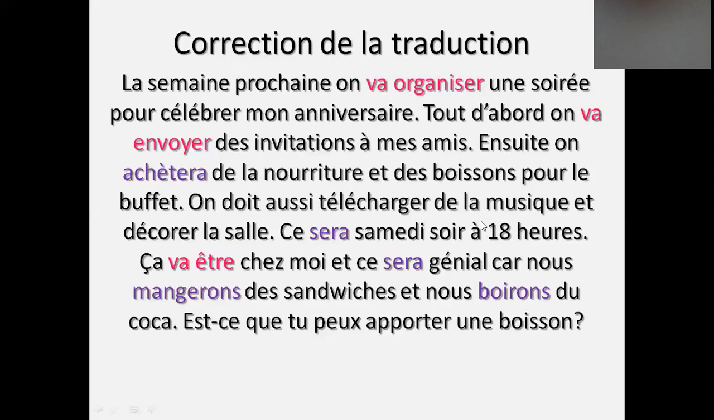At 6 p.m., French people say at 18 hours. We don't say p.m. or a.m. in French. And we use a 24-hour clock most of the time. Ça va être chez moi. Chez moi means at mine. Et ce sera génial. Don't forget the accent going up.